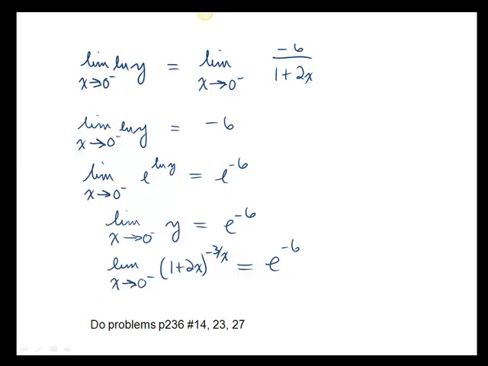So like I said, this one's a little complicated. You had to do a little bit of fancy footwork, using the logarithm rules to get our hands on that exponent, and then find the limit of the natural log of that expression, and then finally raise e to both sides of the equation. You end up with the limit of that original expression. So the limit as x approaches 0 from the left of the quantity 1 plus 2x raised to the negative 3 over x is equal to e to the negative 6.